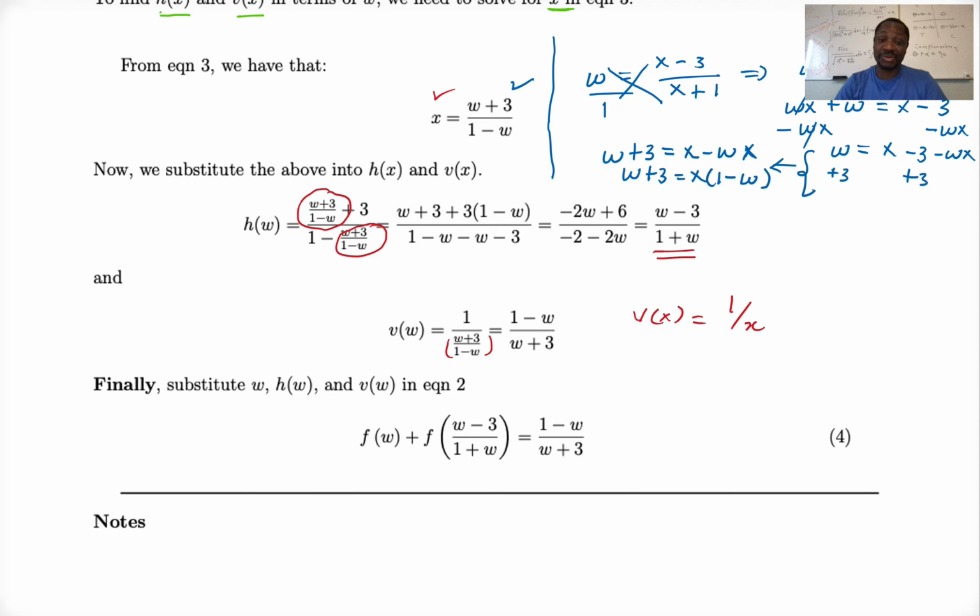So what do I need to do in this step? Final task in this step, we just substitute w. Remember, this is g of x, and this is replacing h of x, and this is replacing v of x in the original equation. So when we do this substitution, we end up with this equation 4, and that's it for the second step in the solution. Now we will do something similar.